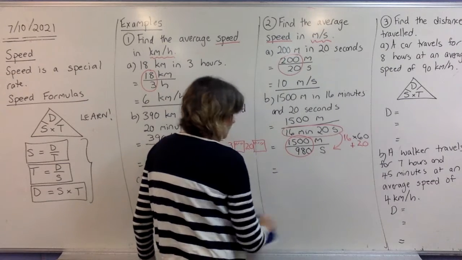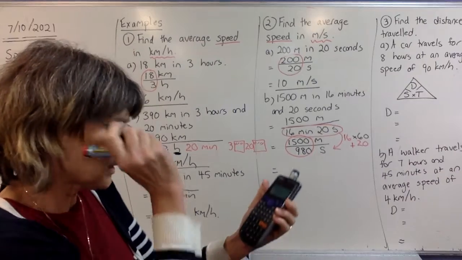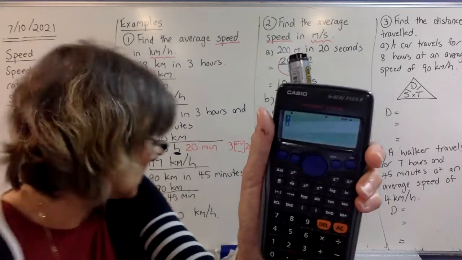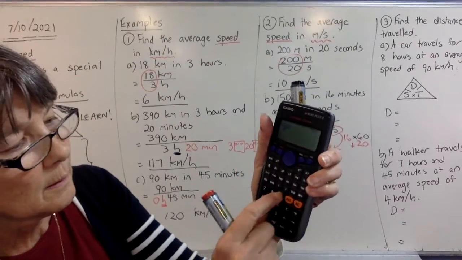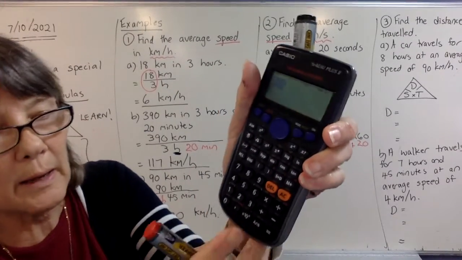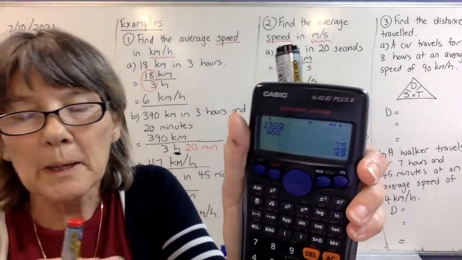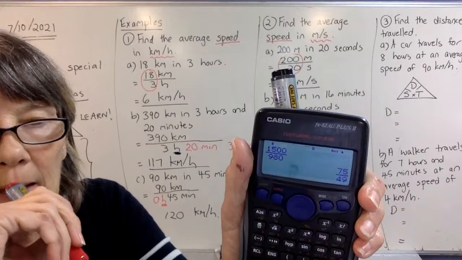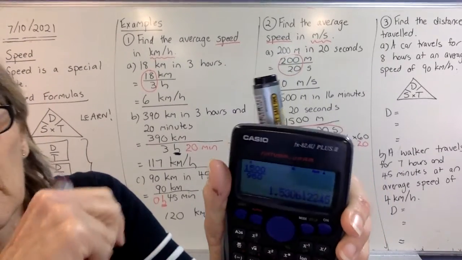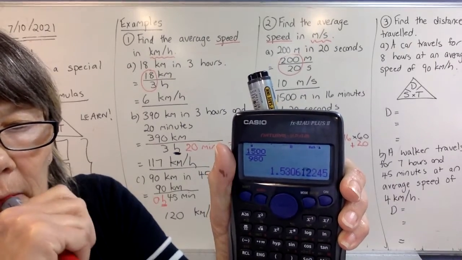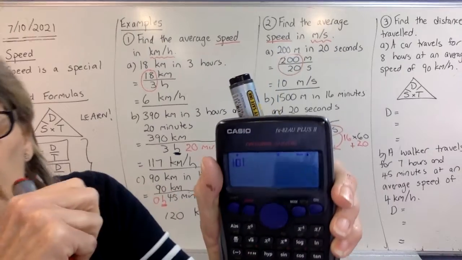It looks a bit horrible, doesn't it? Let's see what the calculator gives us. So we're going to press our fraction key and press in 1500 over 980 and see what we get. Okay, I don't like that answer either. So what I'm going to do is I'm going to press SD, and then if I don't like the answer, I'm going to do Shift SD. So let's see what happens. SD, yeah, I don't like that answer. Too many decimal places. Okay, let's do Shift SD.